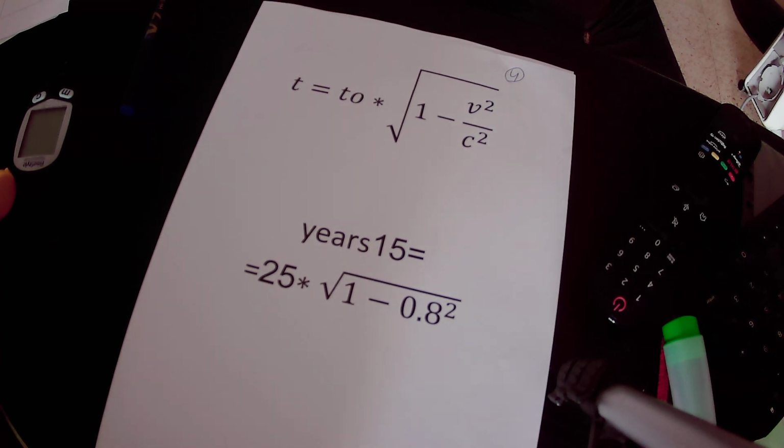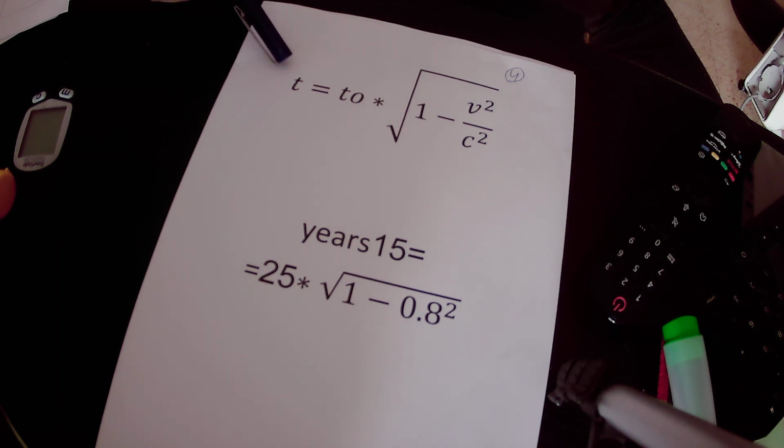While on Earth it took 25 years for the twin brother to return from a journey in space, in the spaceship the total time that passed is 15 years only. So, first of all, I will explain the equation of time dilation.